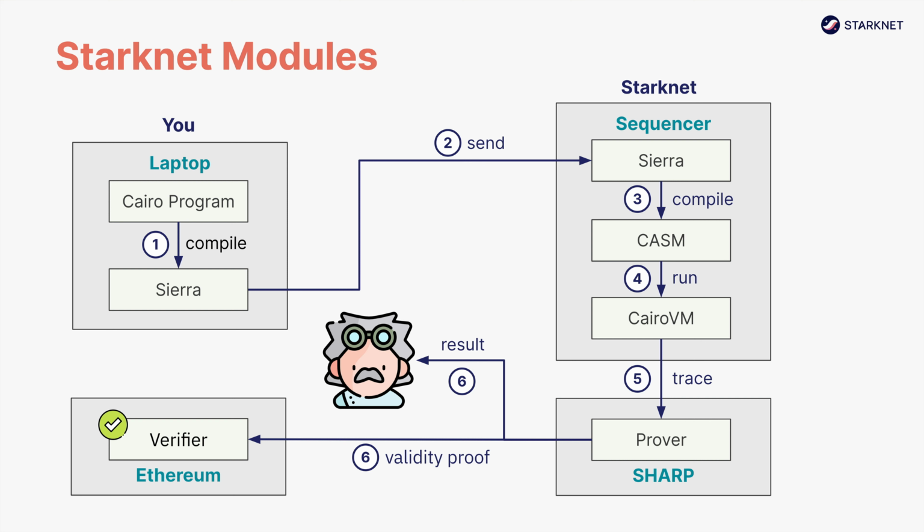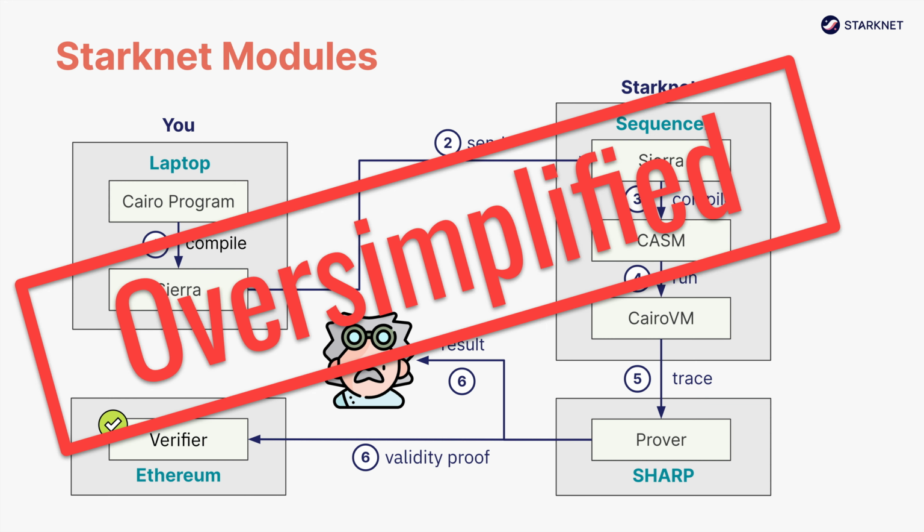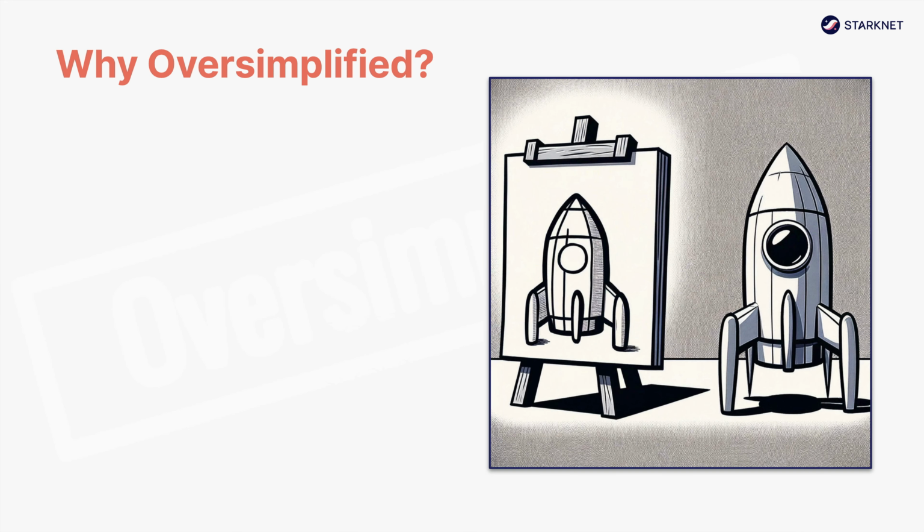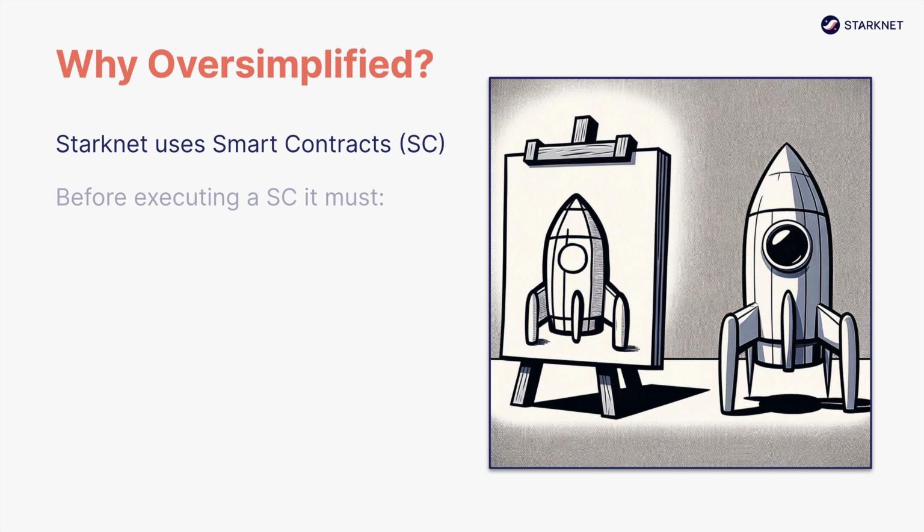Now, is this exactly how Starknet works? No, this is still an oversimplification. For starters, Starknet doesn't just run any Cairo code, it runs smart contracts. Before a smart contract can be executed, the code needs to be declared and an instance of that code needs to be deployed. Only then you can interact with the smart contract.